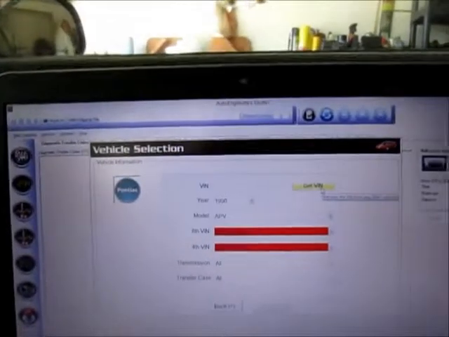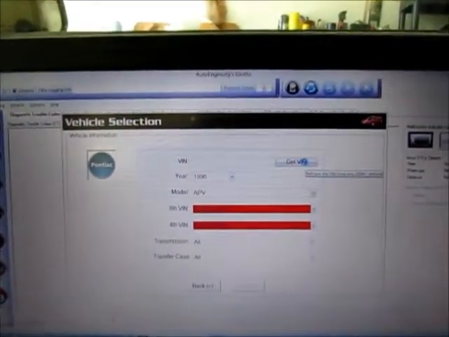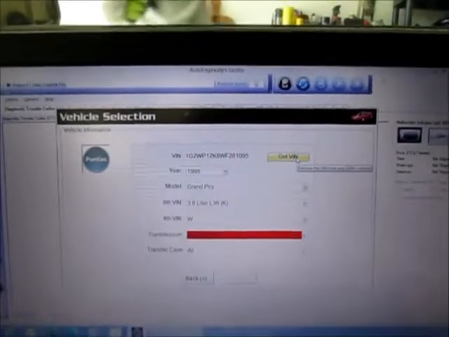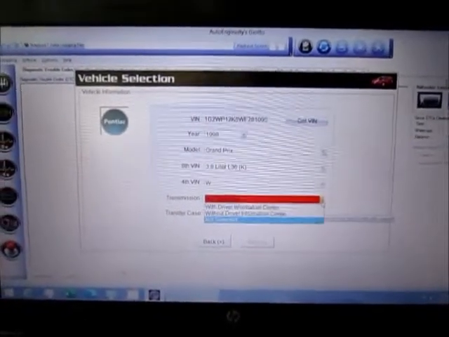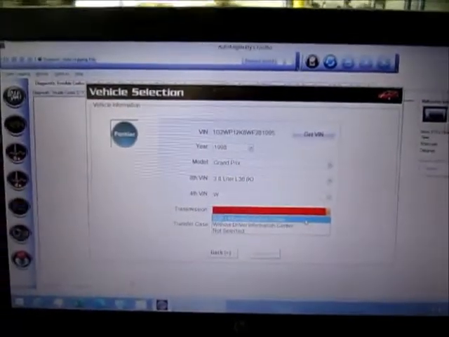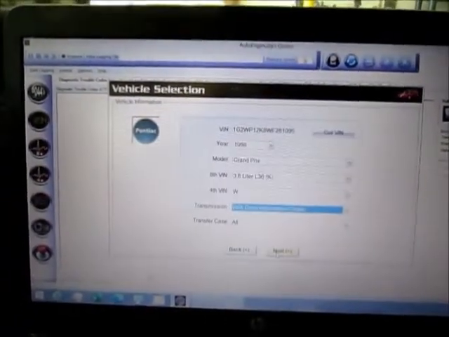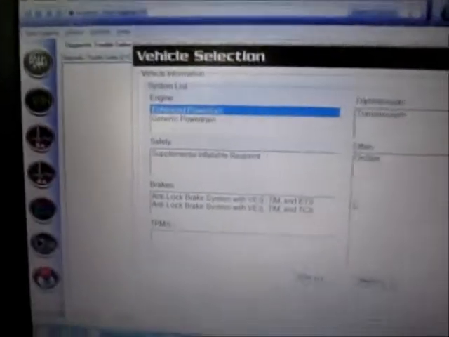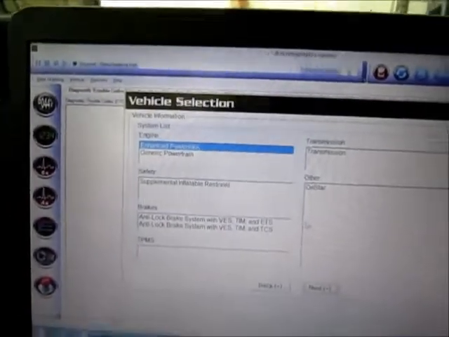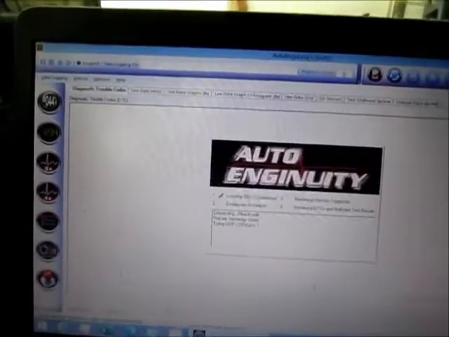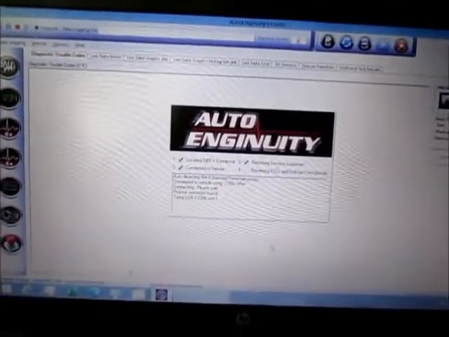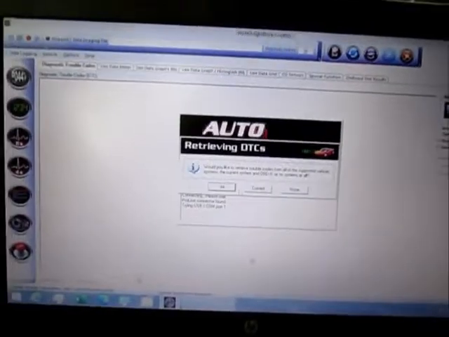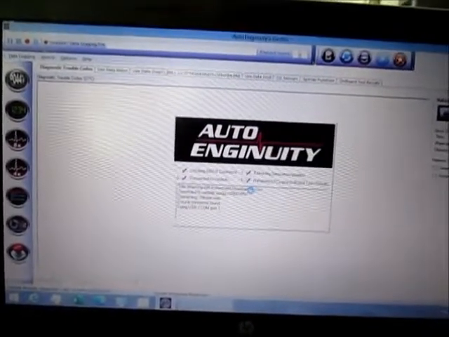Okay, so we're working on a 1998 Pontiac Grand Prix with a 3.8 with information center. We're getting the VIN here. Okay, we get our enhanced and our generic powertrain codes. Okay, we're going to go there.